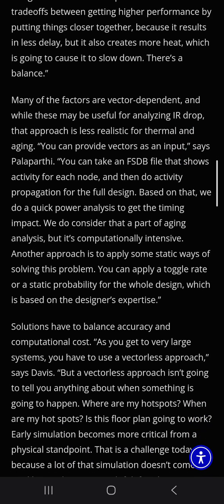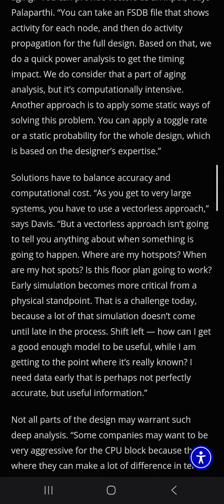Another approach is applying more static ways of solving the problem. You can apply a toggle rate or a static probability for the whole design, which is based on the designer's expertise. Solutions have to balance across the computational cost. As you get to very large systems, you have to use a vectorless approach, said Davis.